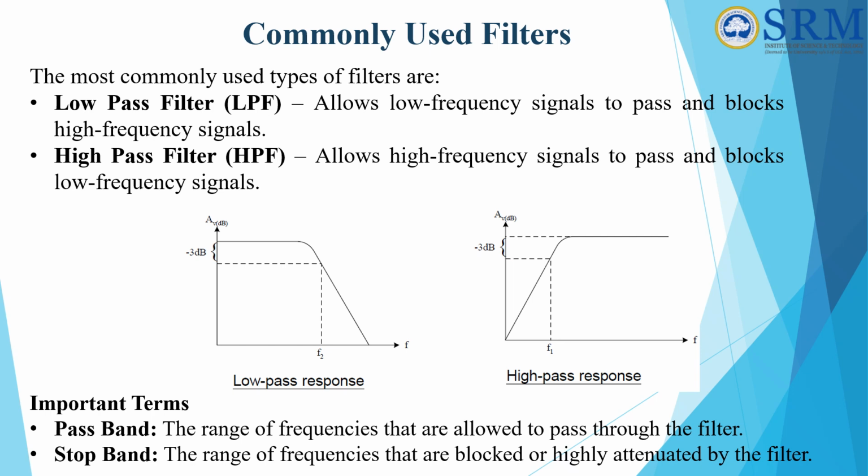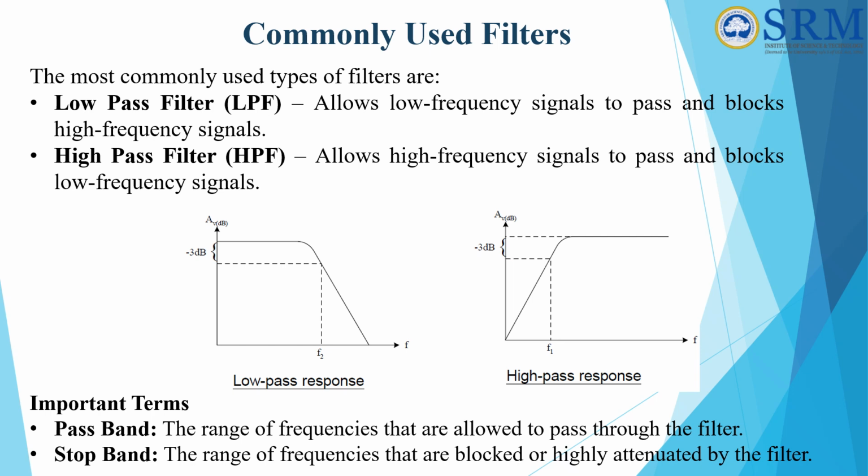Commonly used filters. The commonly used filters are low pass filter, high pass filter, band pass filter, and band reject filters. Low pass filter or LPF: used when only low frequency signals are needed, such as in audio applications to remove high frequency noise. High pass filters are used to remove low frequency noise or unwanted DC components from the signal. The frequency response of low pass and high pass filters are shown in the figure.